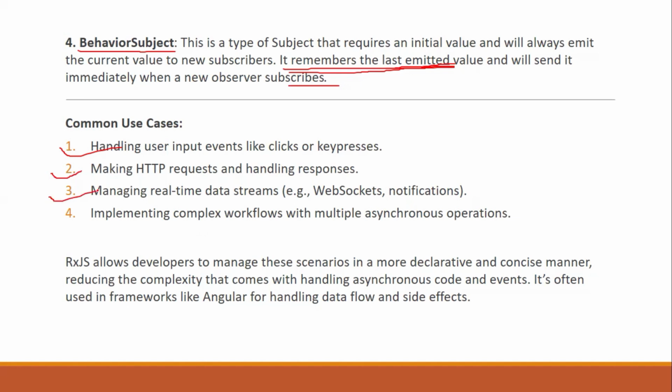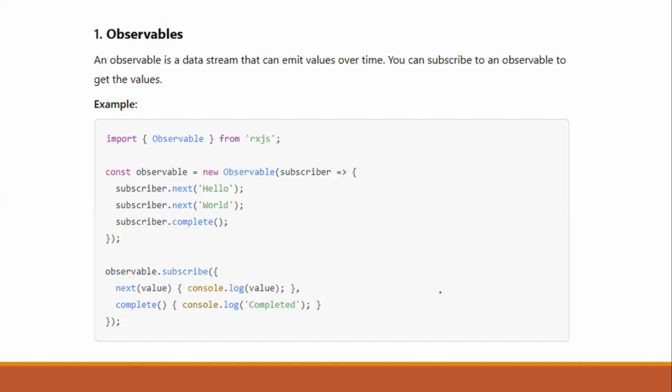Then we have managing real-time data, that could be by using WebSockets or real-time notifications. And then implementing complex workflows with multiple asynchronous operations. So RxJS allows developers to manage these scenarios in a more declarative and concise manner by reducing the complexity that comes with handling asynchronous code and events. As I mentioned, it is often used in frameworks like Angular for handling data flow as well as side effects. Now let's talk a little bit about the implementation of observable.